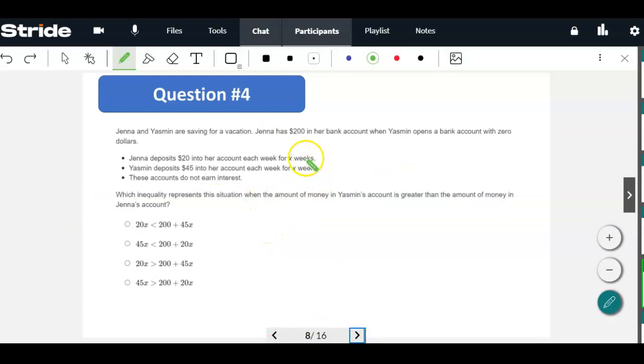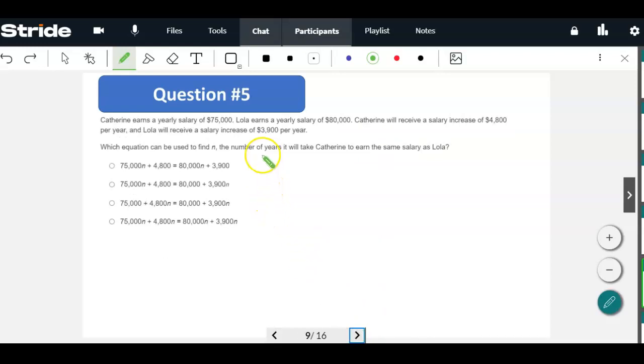So it says Jenna and Yasmin are saving for a vacation. Jenna has $200 in her bank account. Then, okay, that's an inequality. We'll skip that one. Let's do an equation. Here we go. So Catherine earns a yearly salary of $75,000. Lola earns a yearly salary of $80,000. Catherine will receive a salary increase of $4,800 per year. Lola will receive a salary increase of $3,900 per year. Which equation can be used to find n, the number of years it will take Catherine to earn the same as Lola? All right, so we know n is the number of years it's going to take.